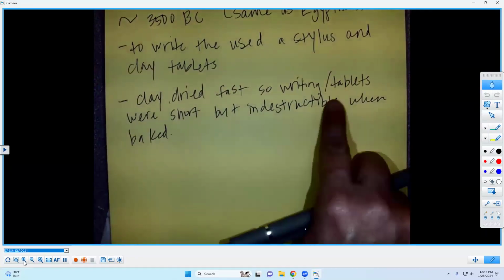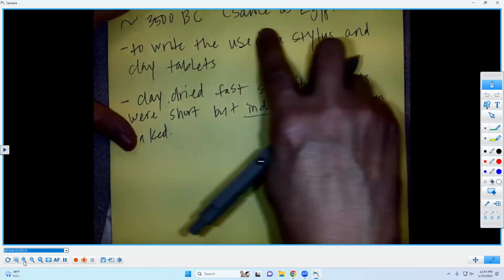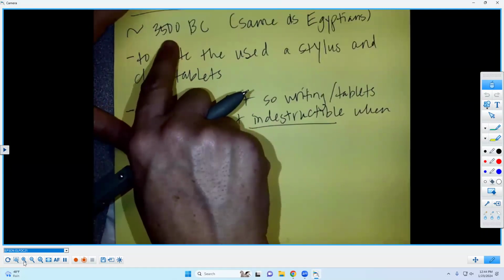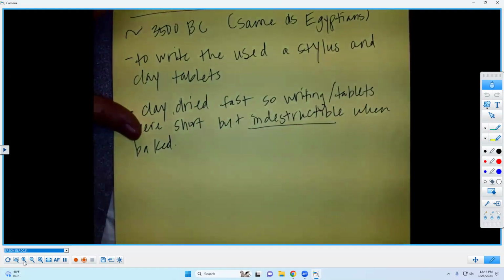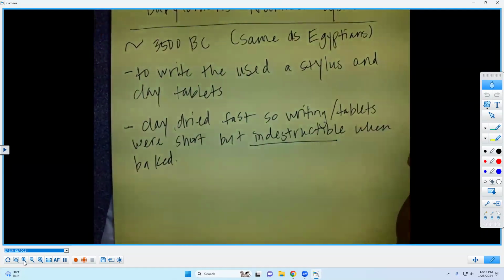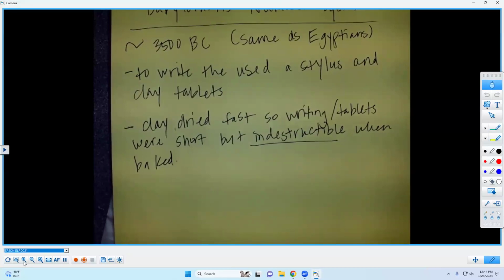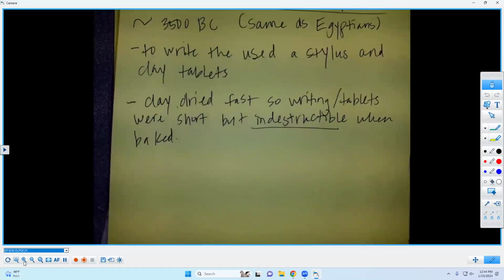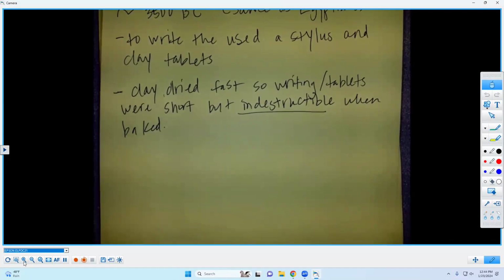This is a really important idea, that they're indestructible when baked, because something created that long ago could last a very long time, and so we can still know about it today. There are other people groups that we don't know much about, and we'll talk about that at the end of class, just because they didn't have a writing system that could stand the test of time. This writing system could, so we know a lot about their people group.